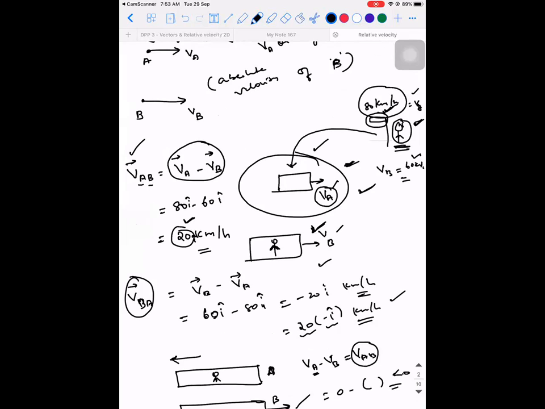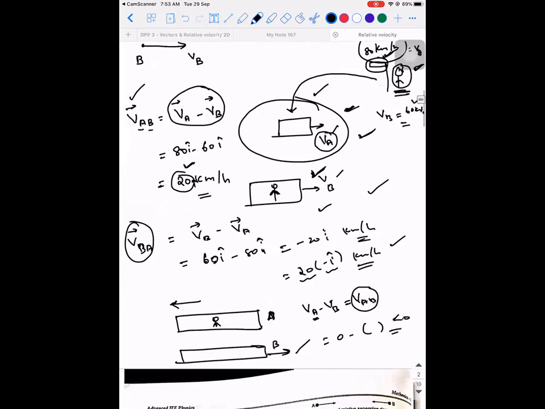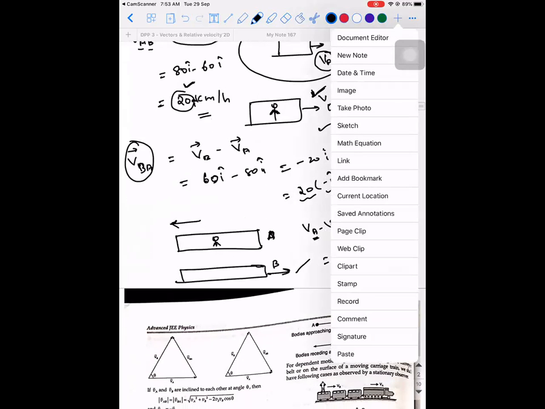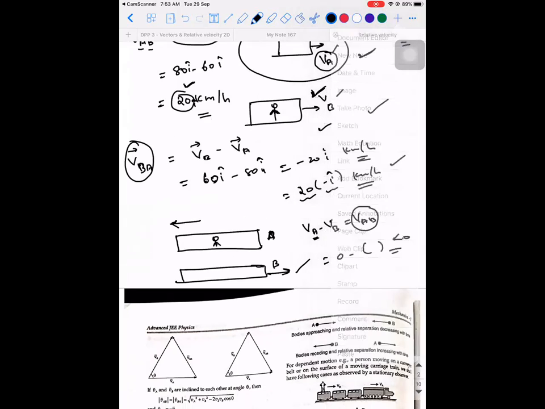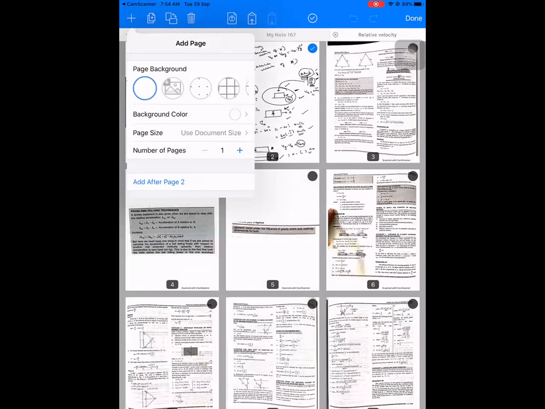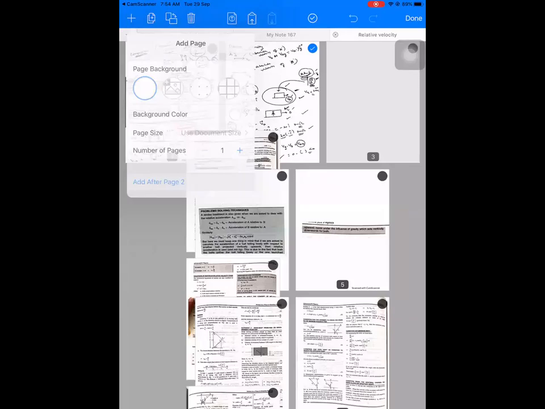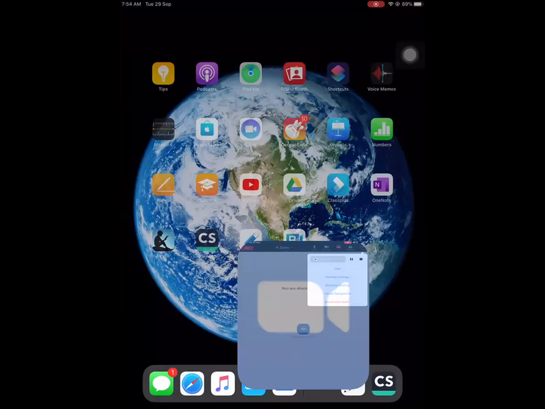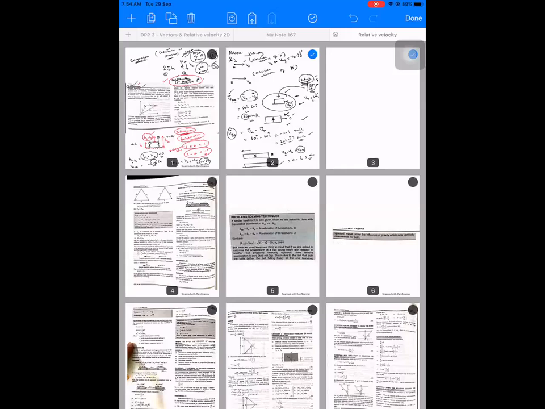So this is all about one dimension. The same thing will get applied to two dimensions. Okay, listen. Now what I'm going to do is, I'll give you some equations, make a note of it.